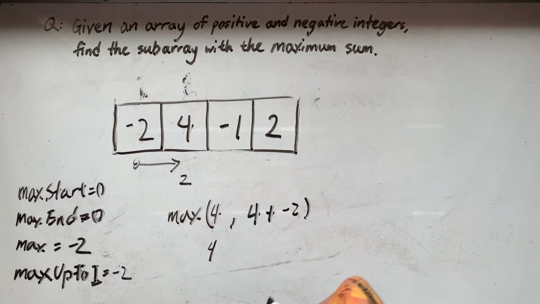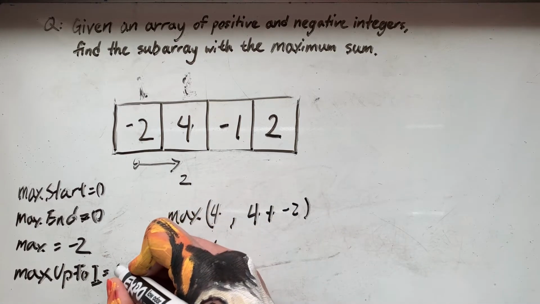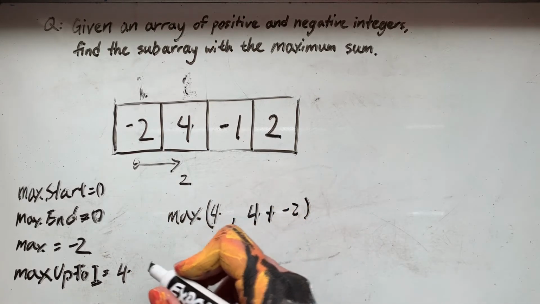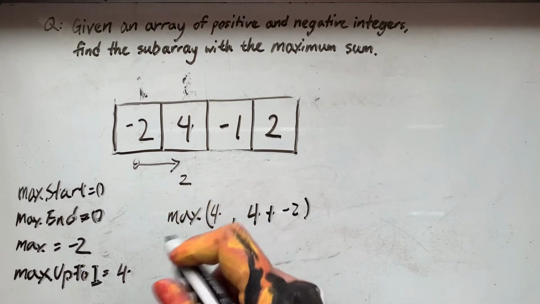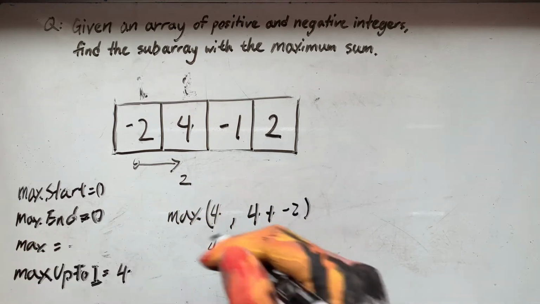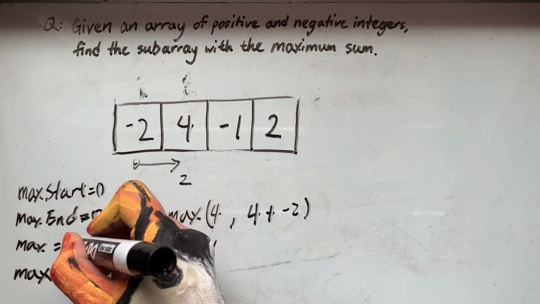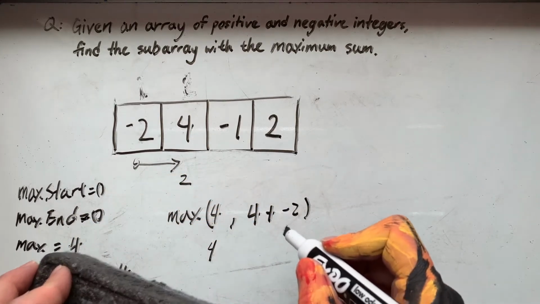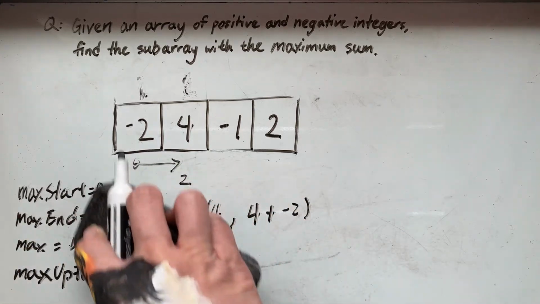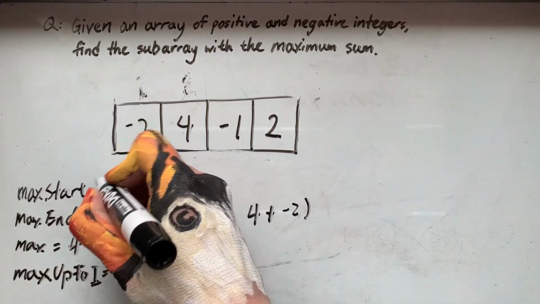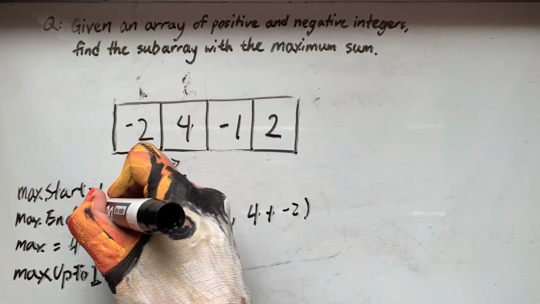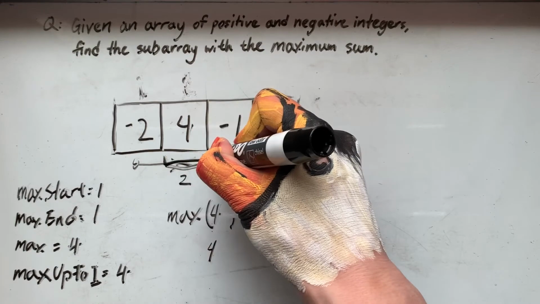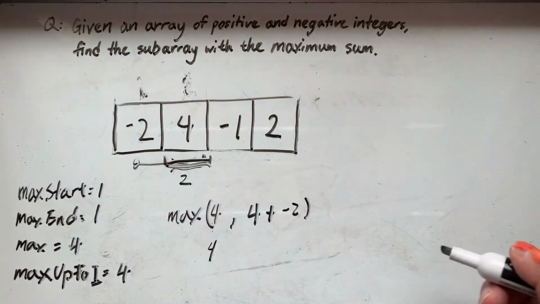So max up to I here is 4, and that is bigger than our maximum, so we'll update our maximum as well, and we'll update our max start and max end to 1, because this subarray is the biggest we've seen.